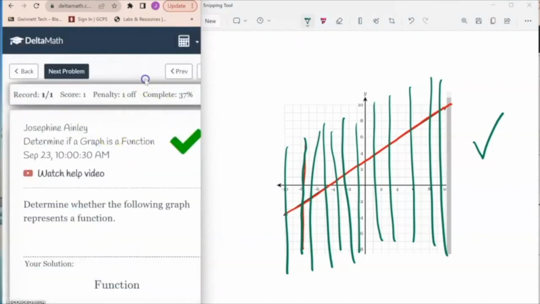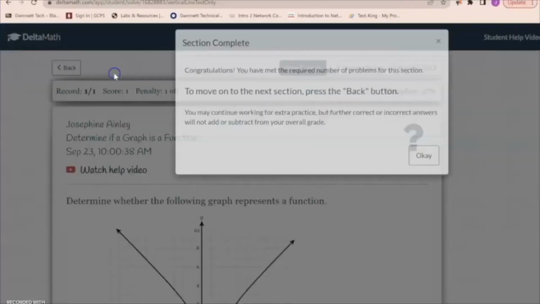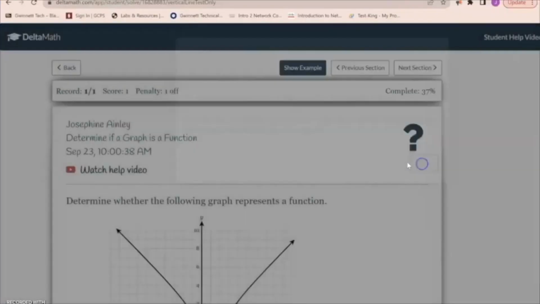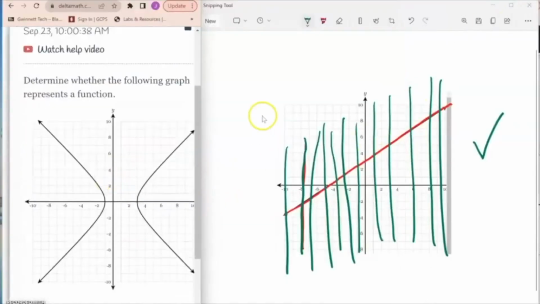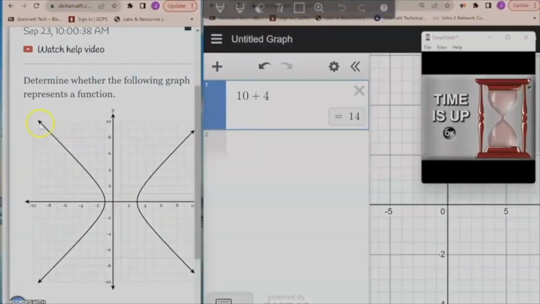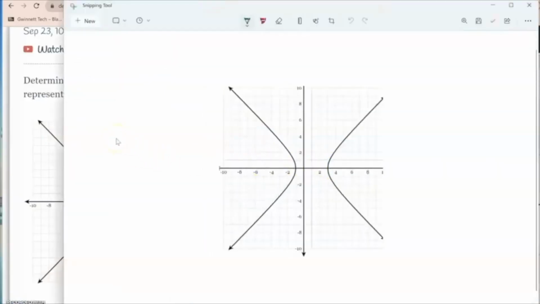Next problem. Or it's not going to let me do another problem. Pause. Next problem. Oh, good. Okay, congratulations, whatever. All right, so next problem. So here's another problem. All right, and again, I'm just going to do the same thing. I'm going to do a vertical line. So I'll draw the original graph. This is the graph. It looks like this and like that.